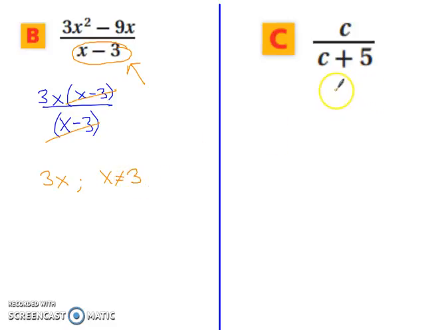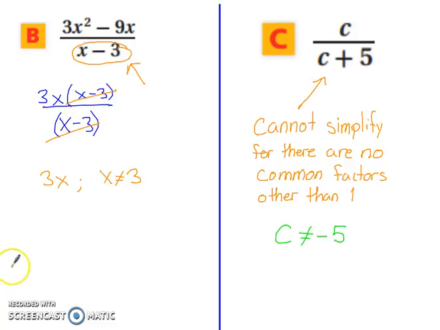Take a moment, pause the video, and try C on your own. When you return to the video, the answer will be revealed. Well, you can't simplify it. However, there is still an excluded value. C can't equal -5.